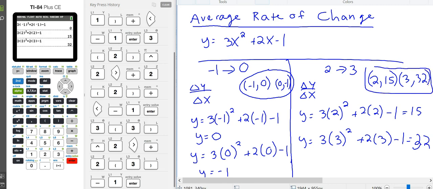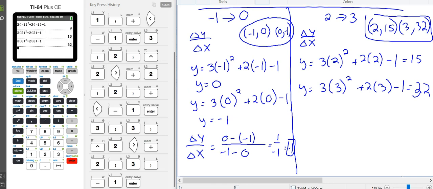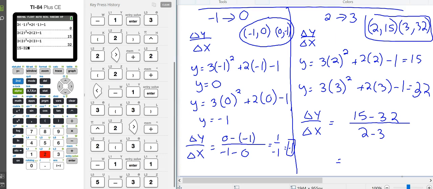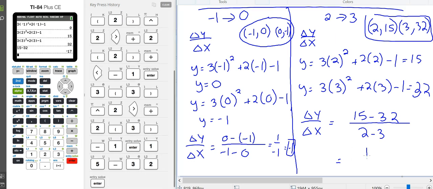And let's see what the rate of change is. What's the slope over this interval? We're going to do delta y over delta x. The change in y values is 15 minus 32. Change in x values is 2 minus 3. 15 minus 32 is -17. Over 2 minus 3 is -1. So the slope over this interval is 17.